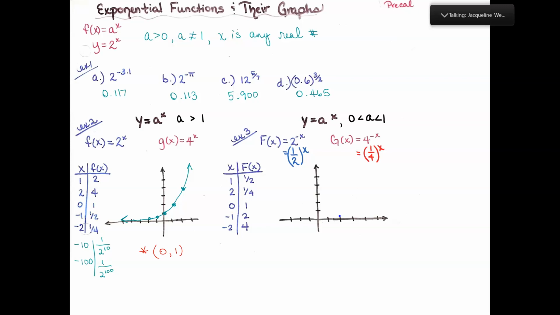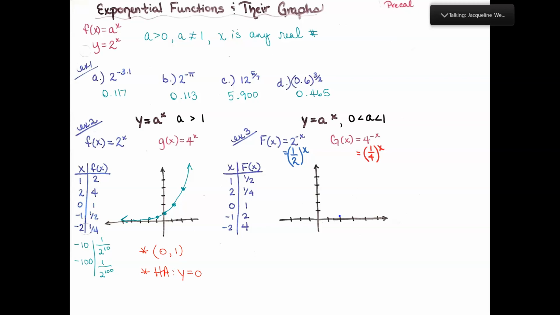Actually, there are two landmarks that we're going to use for graphing our exponential functions, and one of them is going to be that horizontal asymptote at 0. The other one is going to be a y-intercept at 1.